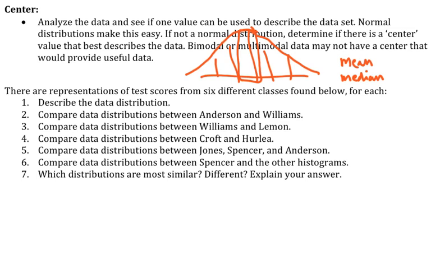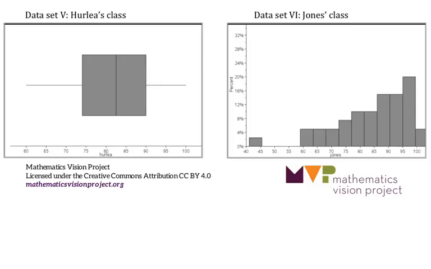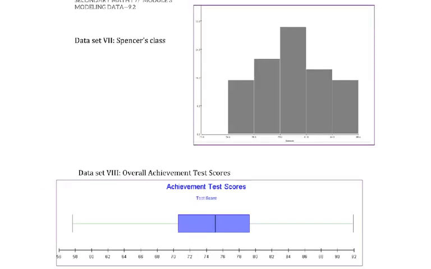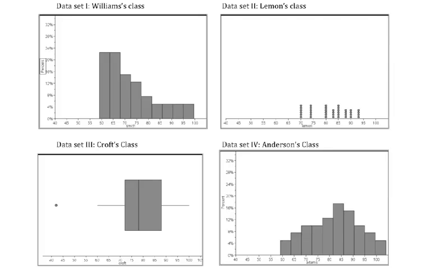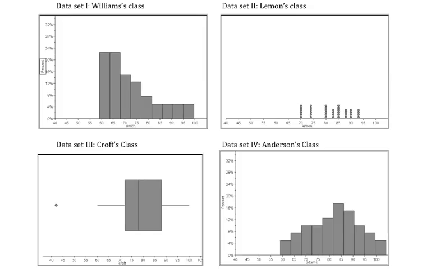On the back side of this paper, you've got a bunch of different classes with data sets on scores. We've got a couple box plots, some histograms, a dot plot. That's what we're going to spend some time doing, comparing them. First of all, you're going to go through, and here in a second we'll have the guest teacher pause the video, and you're going to describe the data distribution. You're going to look at each one of these and describe its shape, its center, its spread.